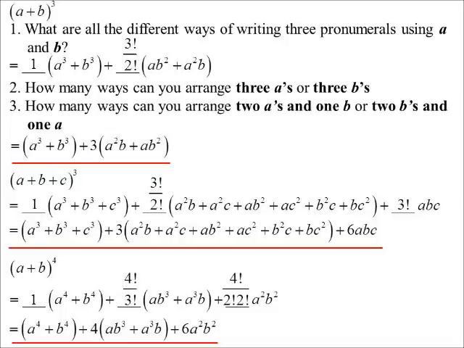So, just for the heck of it, imagine we had a plus b plus c plus d all to the power of 6. So, a plus b plus c plus d, a plus b plus c plus d, a plus b plus c plus d, a plus b plus c plus d, a plus b plus c plus d, a plus b plus c plus d. We're going to take one letter out of each of those parentheses. What are all the possibilities?